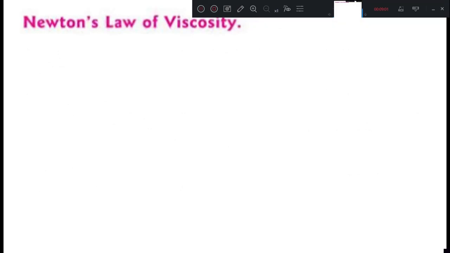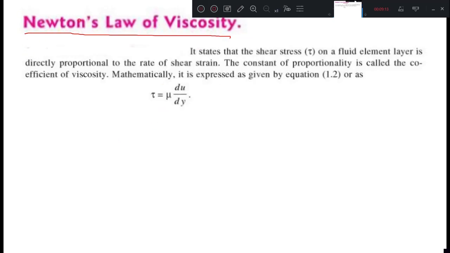Then, what is Newton's law of viscosity? We have already derived an equation for viscosity, and what does it mean? What is the statement of this law? It states that the shear stress tau on a fluid element layer is directly proportional to the rate of shear strain. The constant of proportionality is called the coefficient of viscosity, and mathematically it is expressed as tau equal to mu into du by dy.